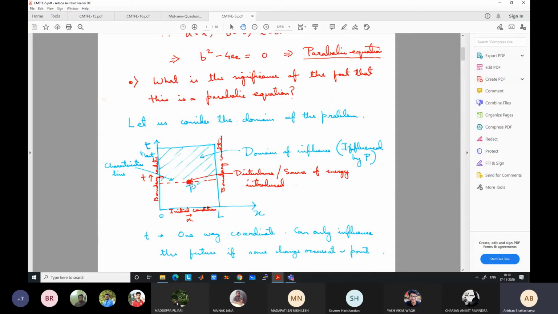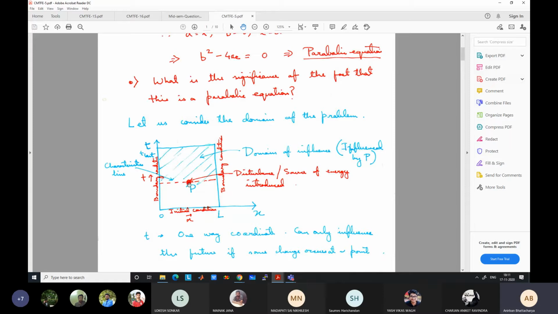And at any time T, if you introduce a disturbance at any point X, okay, like shown here, the domain of influence is the entire area within the domain above this line, okay, above the constant T line. So this point can influence any point above this line. And the domain of dependence is the entire area below this line. It means that this point depends on any point or any change occurring below this line.